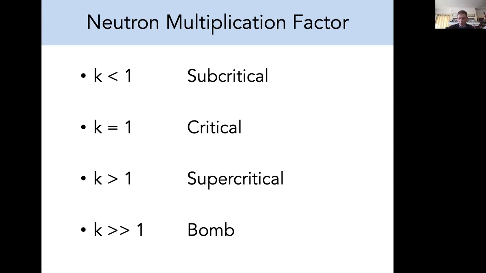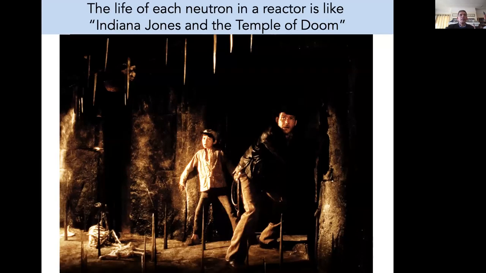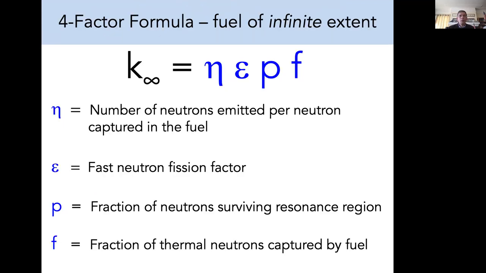My analogy is that, although this is an old movie, the life of each neutron in a reactor is like Indiana Jones in the Temple of Doom. Lots of things can happen to a neutron from the time it's born to when it may or may not give rise to another fissioning event. So lots of perilous things happen to a neutron after each event. This is not a course in reactor physics, but let's walk through this very slowly just to build up intuition.